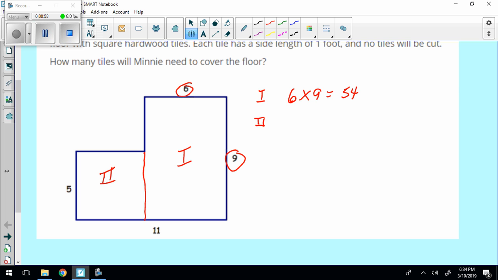Now in region 2, we know the vertical distance is 6. The horizontal distance was part of an 11. Now 6 of the 11 was already used in region 1, so another 5 remains for region 2. And so region 2 is a 5 by 5 rectangle. Its area would be 25. Total area would be 79. And since these units are in feet already, this would be 79 square feet.